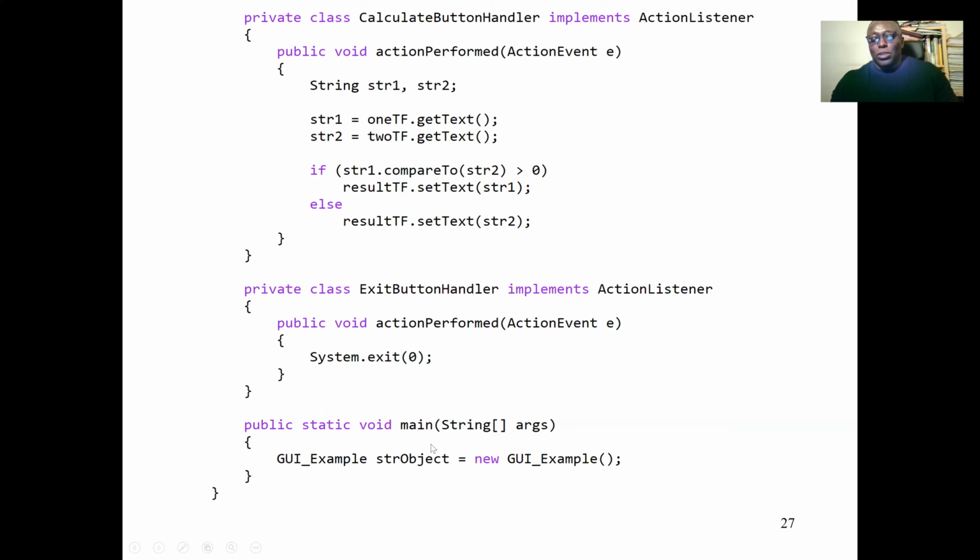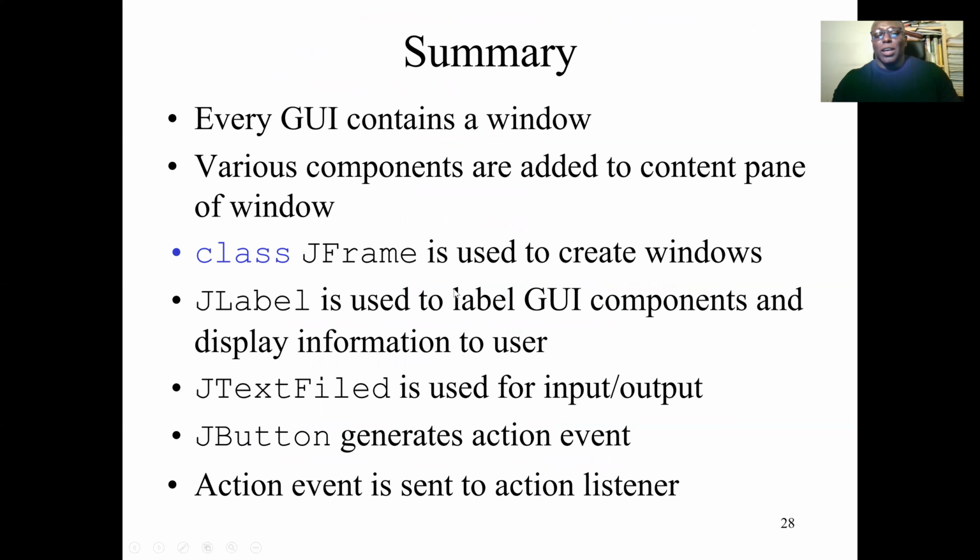Then in our main method, all we need is to just create the object itself. So we need the str object. Remember, the main class name is what? GUI example. The file name is what? GUIExample.java. So what we do in the main method is just create the main class object. We name it str object. Then that's it. Again, we will go through this code one more time.